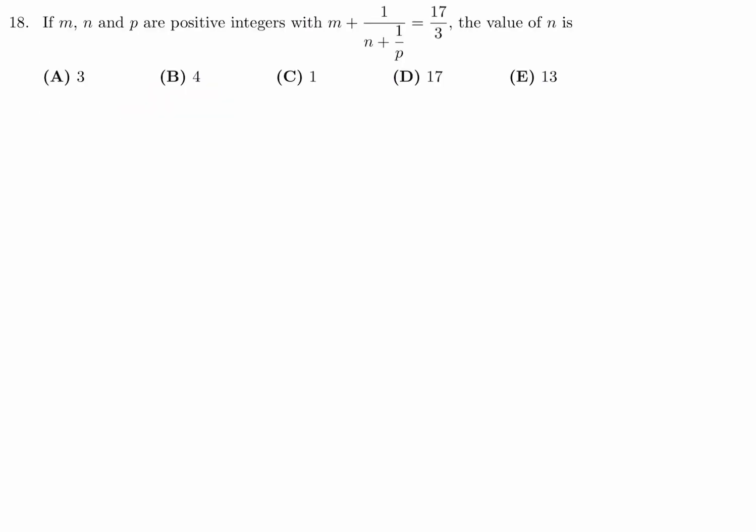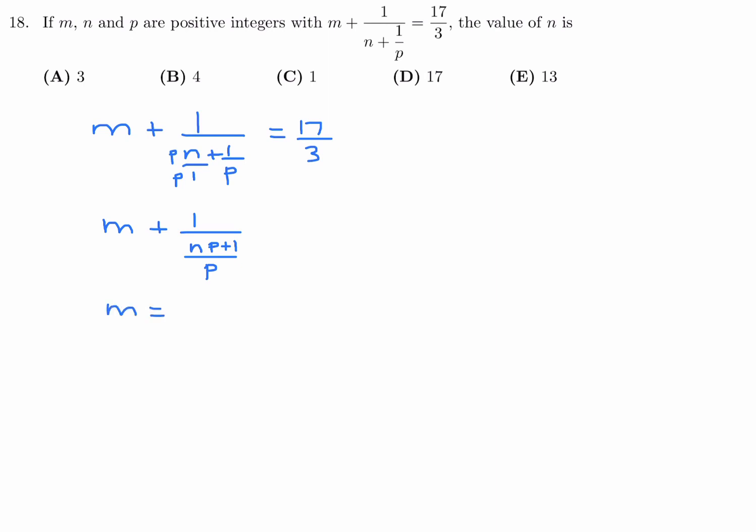If m, n, and p are positive integers with m plus 1 over n plus 1 over p is 17 over 3, the value of n is. First, let's simplify this expression, and let's see what we get. So, get a common denominator here, p and p. And let's see, that gives me 1 over np plus 1 over p. All right. Invert and multiply, and that just becomes p over np plus 1.